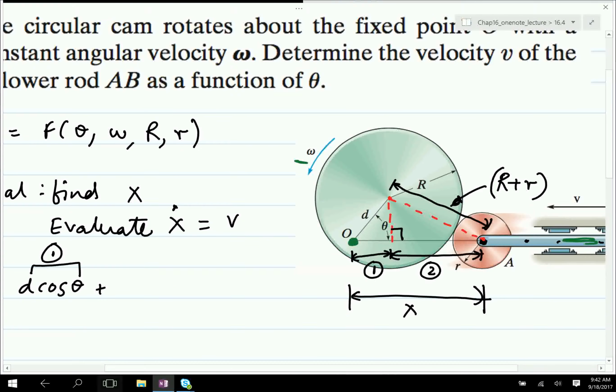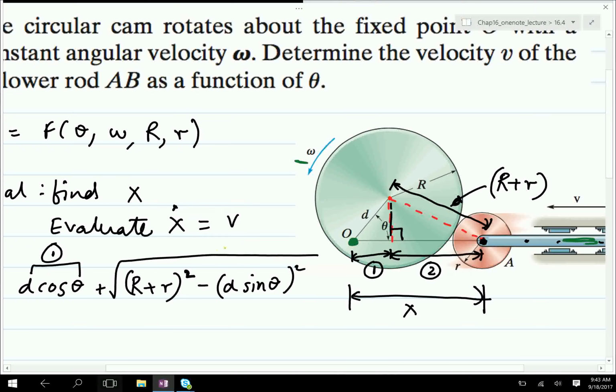Do I know this length? It's d sine theta. So if I know this length, and I find this length from Pythagoras, then I can, right? That square equals this square plus this square. Or in other words, this part 2 is going to be the hypotenuse square minus the adjacent side square. It's simply R plus r squared, that's the hypotenuse, minus the side, which is this one, d sine theta squared. So that's part 2.